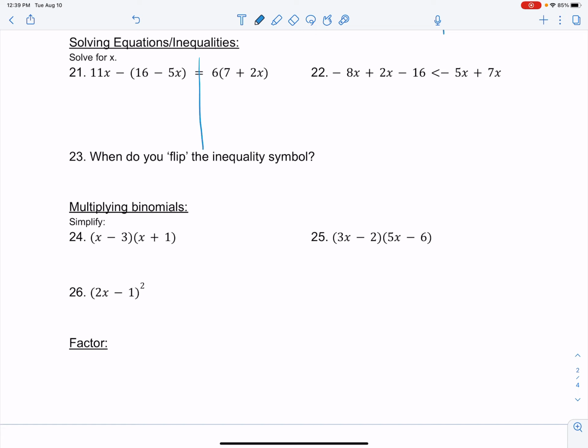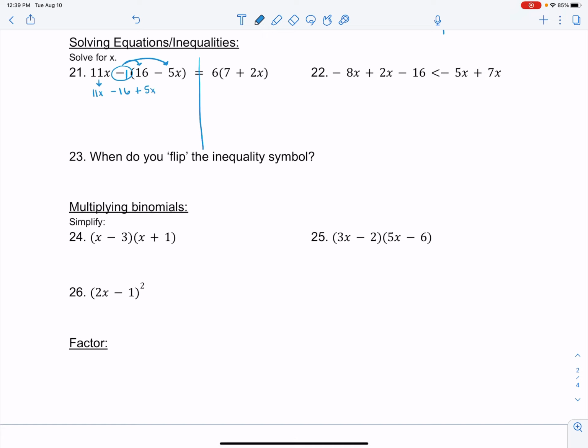So if I just look at the left, the first thing I notice is I have a parentheses. The only way to get rid of parentheses is to multiply or distribute something throughout them. The thing that's touching the parentheses is this minus sign. There's technically a 1 right there. So negative 1 is being multiplied to the 16 minus 5x. You have to do that first. So I'm going to bring down the 11x, multiply negative 1 times 16 is negative 16. Negative 1 times a negative 5x is a positive 5x.